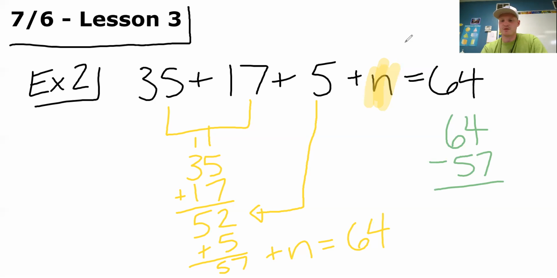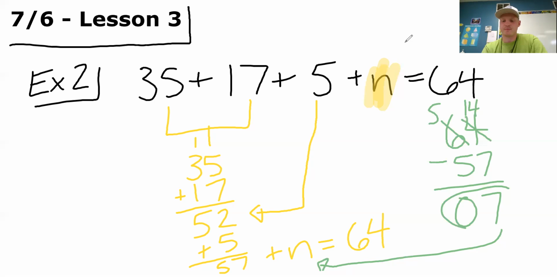How many times does 7 go into 4? It doesn't, so I need to borrow from that 6. That 6 is now a 5, and my 4 is now a 14. So 14 minus 7 is 7. 5 minus 5 is just 0. So my N value should be 7. We're going to check just to make sure. Go ahead and try to check it on your own while I erase everything on the board so far.